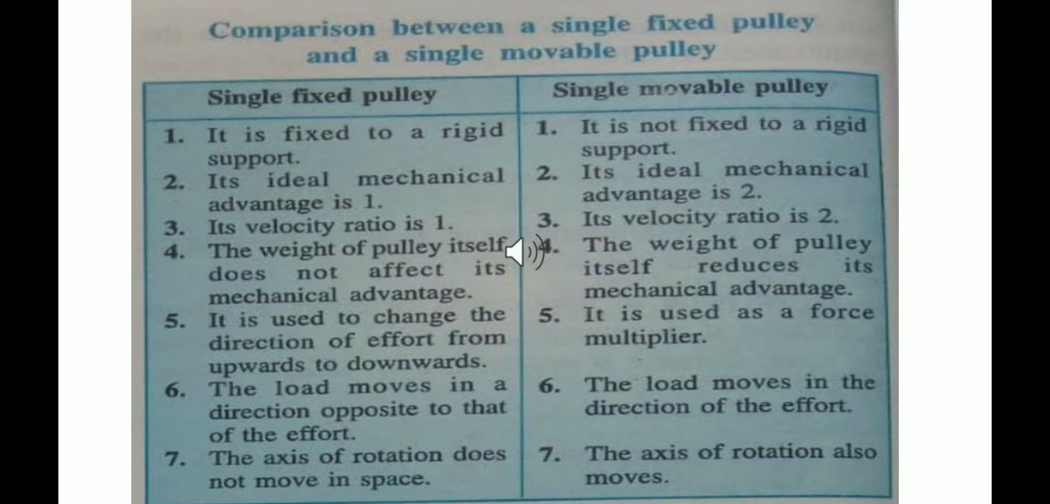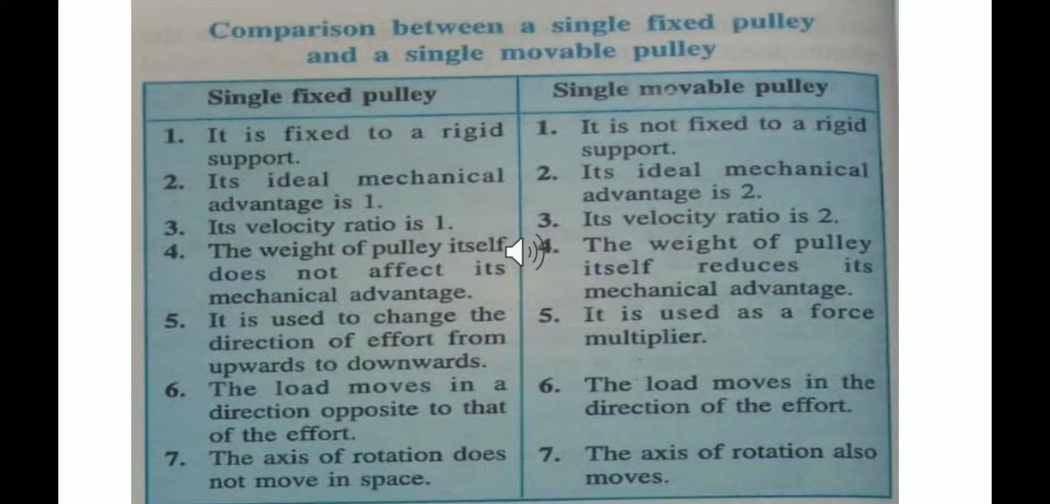So students, now we have a difference between single fixed pulley and single movable pulley. It may be asked in examinations and you should know also. Although you know all the parts now as we have studied single fixed pulley and movable pulley in detail. So the first one here is single fixed pulley is fixed to a rigid support. And single movable, it is not fixed to a rigid support. Only the rope which is there is fixed. The pulley can move.